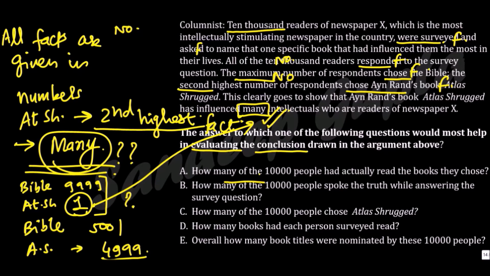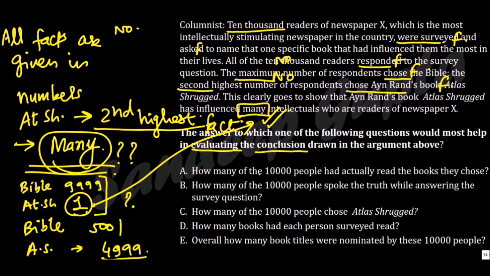So in order to decide whether Atlas Shrugged was chosen by many people or few people, we will have to know the number of people that actually chose Atlas Shrugged. So imagine this: how many of the 10,000 people chose Atlas Shrugged? If I say one person chose, or two or three or four, or 4,000 or 4,999, we will then be able to say whether it was chosen by many people or few people. So by this logic, this seems to be the absolutely correct answer.